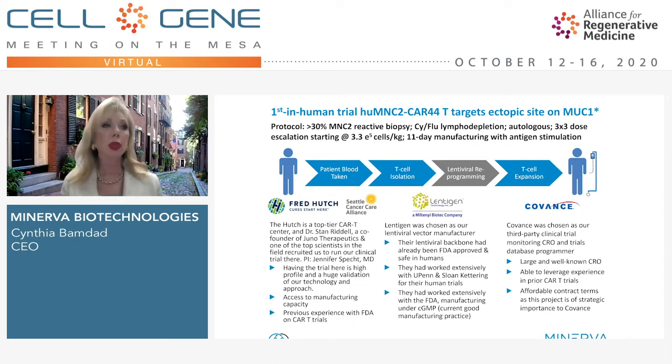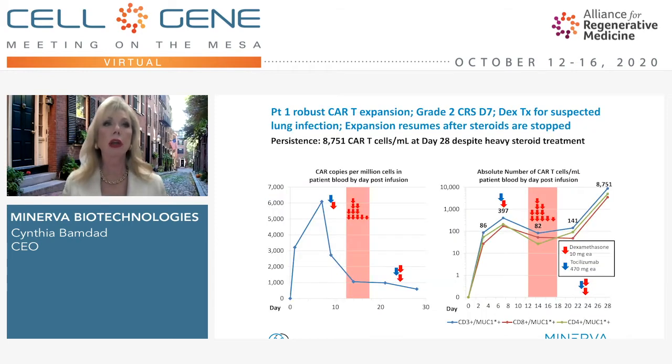So our trial is being performed at the Fred Hutchinson Cancer Center. Lentigen produces our lentiviral vector, and Covance is our patient data database manager. And I'll give you a very quick look at our first patients. And we had very robust CAR T cell expansion.